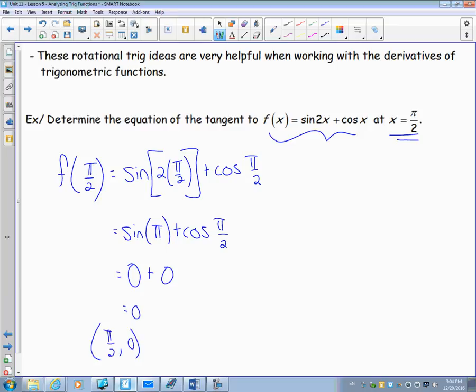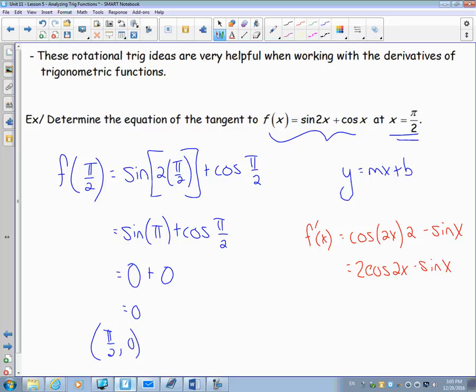Now we're making a tangent, remember? So to make a tangent, we need to get that mx plus b thing going. To get our m, we need our slope, our derivative, at a certain point. So yesterday we learned about derivatives of trigonometric functions. Let's give one a try. The derivative of sine is cos of the function times the inside piece. The derivative of cos is a negative sine. Now, a better way to write this is 2 cos 2x minus sine x, with the 2 out front.